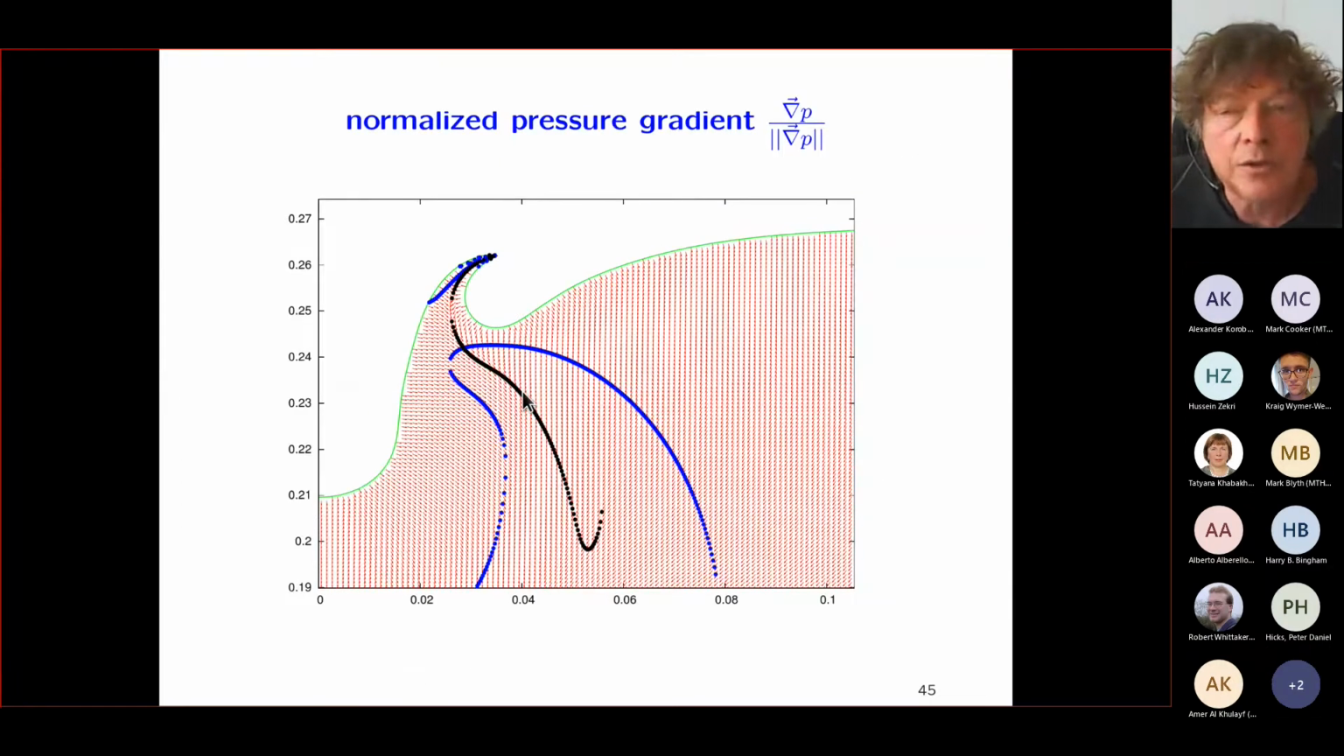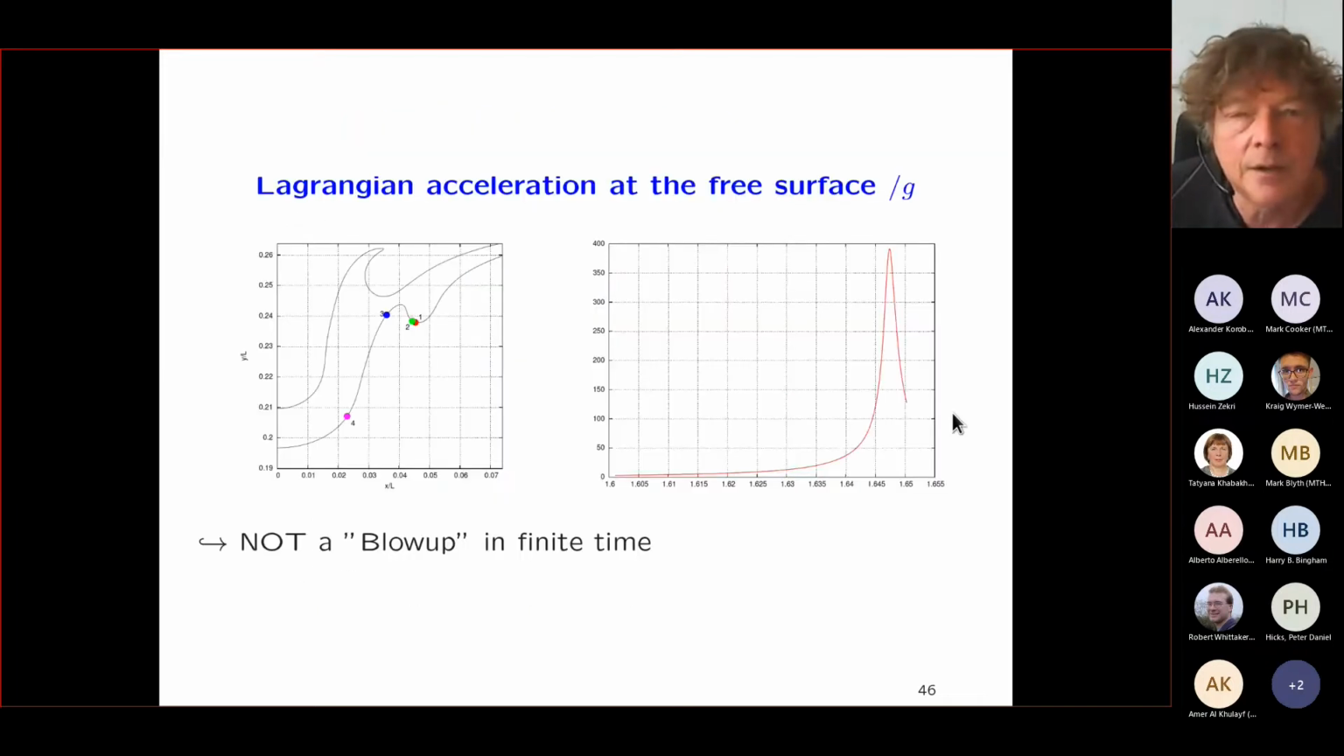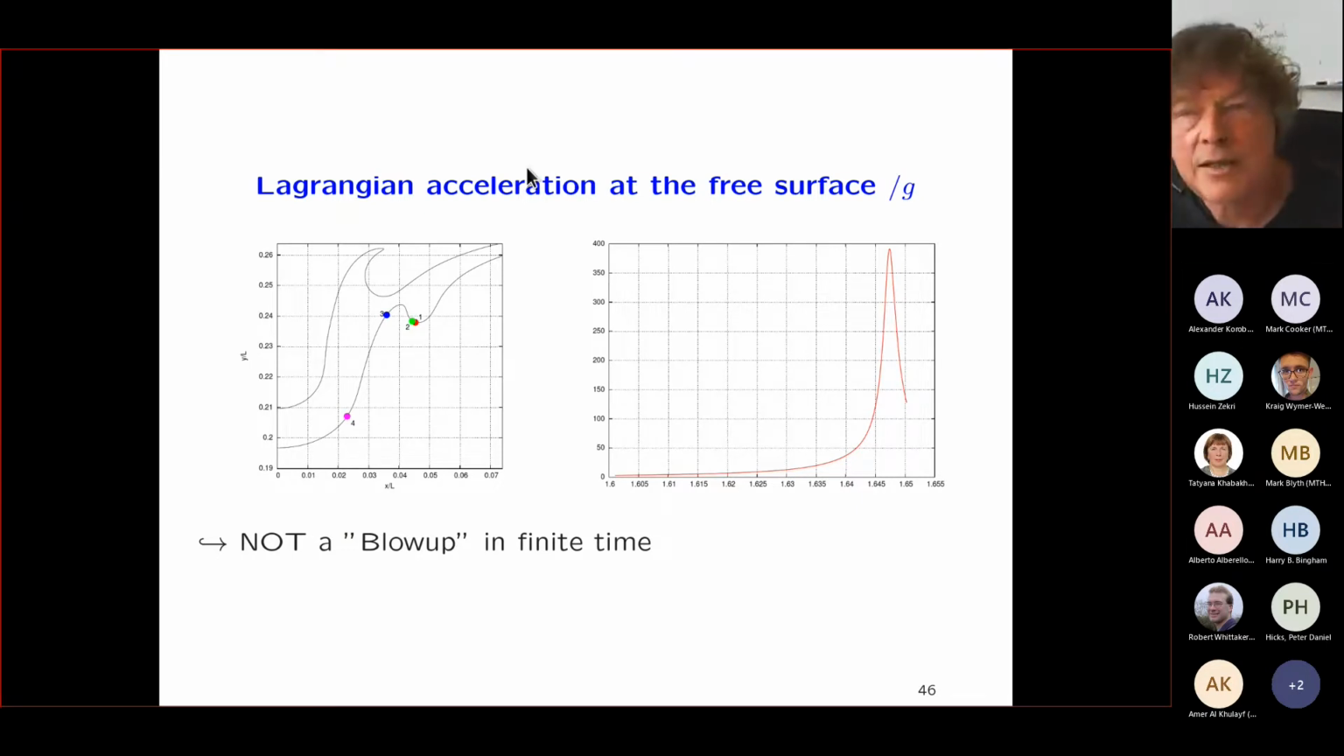This is a snapshot of the same simulation showing this backbone line, which is not connected here to the bottom, but partly embedded in the region where the Gaussian curvature is positive. And here is the time evolution of the maximum Lagrangian acceleration at the free surface, and it's interesting to note that this always occurs somewhere here.